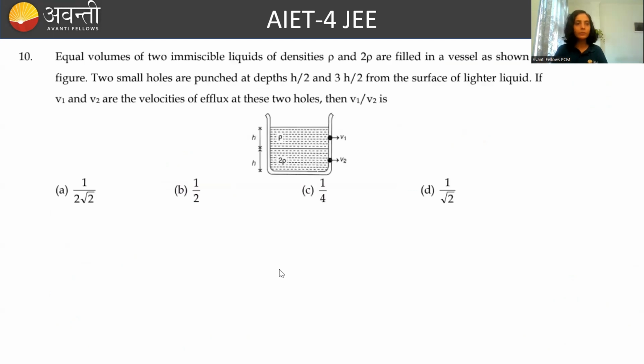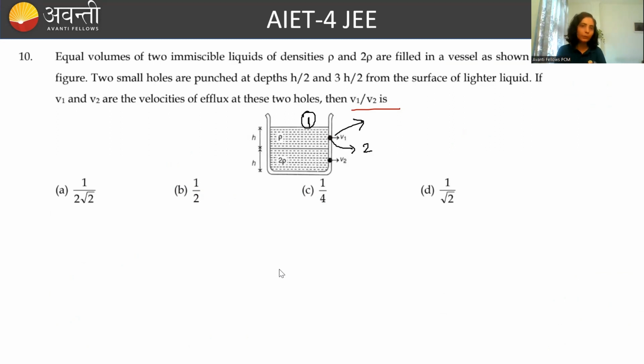Now let's solve this question. There are equal volumes of two immiscible liquids of densities rho and 2 rho, and they are filled in a vessel as shown in the figure. Two small holes are punched at these depths from the surface of the lighter liquid. V1 and V2 are the velocities at these 2 points. We have to calculate this. How will we do this? Just use Bernoulli's theorem at 2 points. So for calculating V1, the first point I'm taking as this one, and the second point I'm taking as this one.